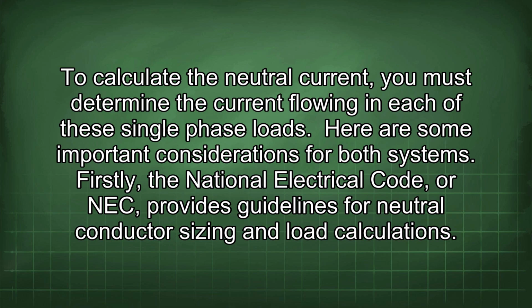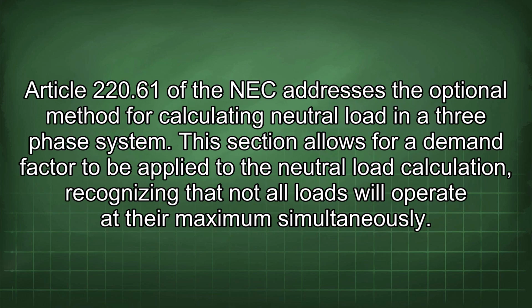To calculate the neutral current, you must determine the current flowing in each of these single-phase loads. Here are some important considerations for both systems. Firstly, the National Electrical Code, or NEC, provides guidelines for neutral conductor sizing and load calculations. Article 220.61 of the NEC addresses the optional method for calculating neutral load in a three-phase system. This section allows for a demand factor to be applied to the neutral load calculation, recognizing that not all loads will operate at their maximum simultaneously.